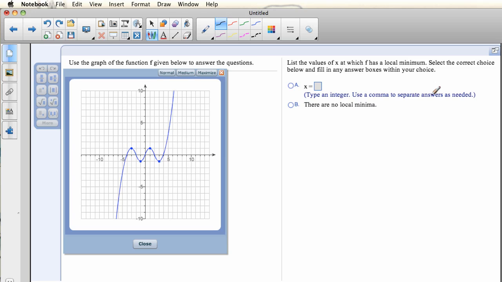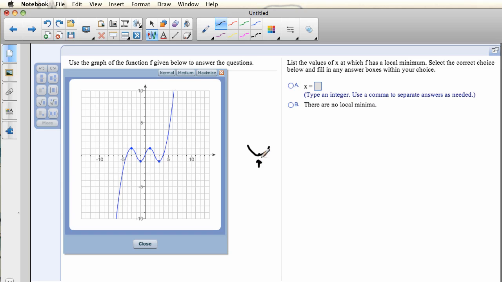In this problem, we're trying to identify the local minimum values of the function. A local minimum happens when the graph stops going down and starts going back up. So a local minimum will always be a point where the graph is transitioning from decreasing to increasing. It may not be the lowest point of the entire picture, but it's going to be a point that if you were standing here, you would feel like you're at a low point relative to the points immediately around you.